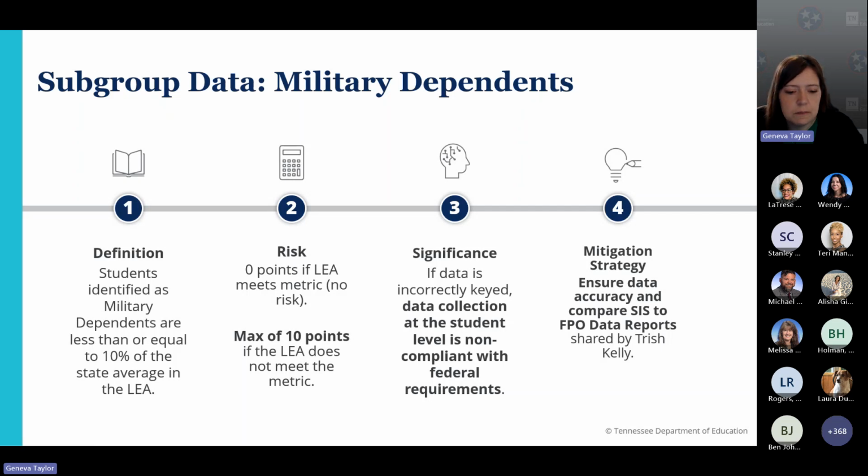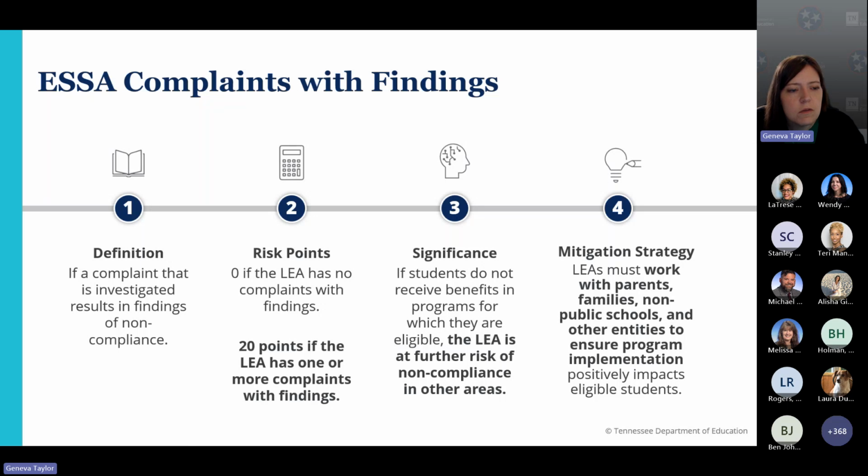So we're going to navigate away from our subgroup data area here for a moment, and let's talk about ESSA complaints with findings. So this is not just that someone complained about your LEA. Someone has to not only log that complaint with the Department of Education, but also it needs to be investigated and result in findings of noncompliance. If an LEA has no complaints with findings, then those are 0 points. Again, this is like golf. The lower your score, the less at risk you are. So you do not want points if you can mitigate them.